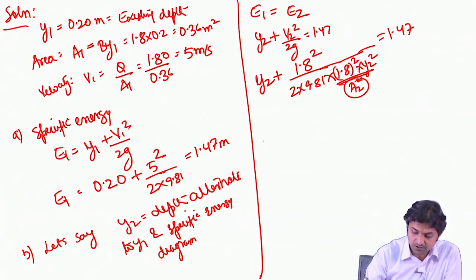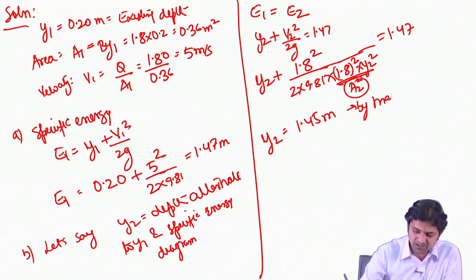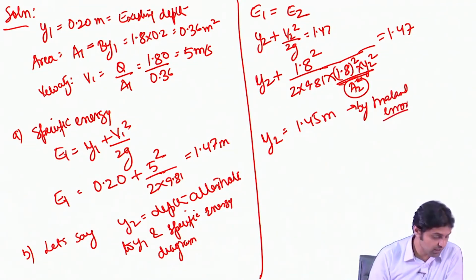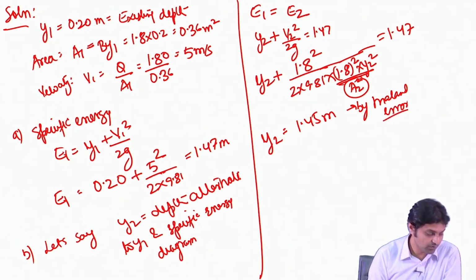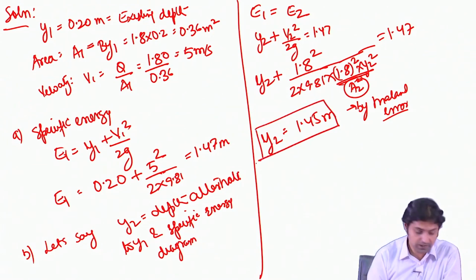So, if you solve for this, y2 will come out to be 1.45 meter. You can use trial and error, it's not that big a problem. So, y2 comes out to be 1.45 meter. All right. So, now we knew y1, and now we have y2.